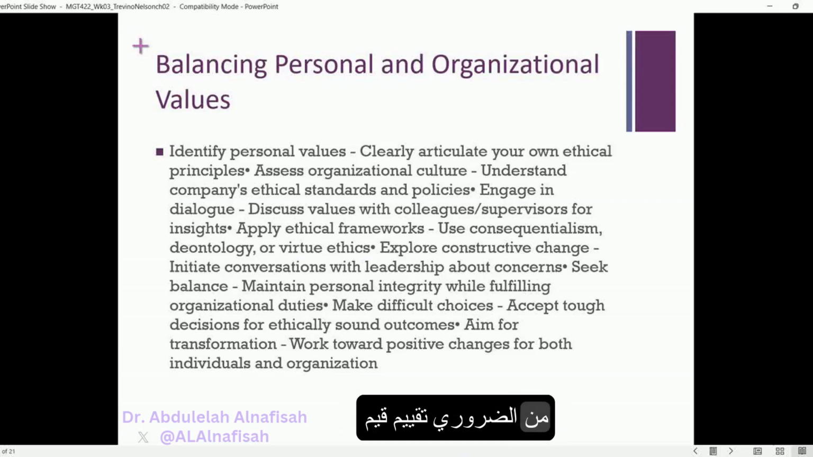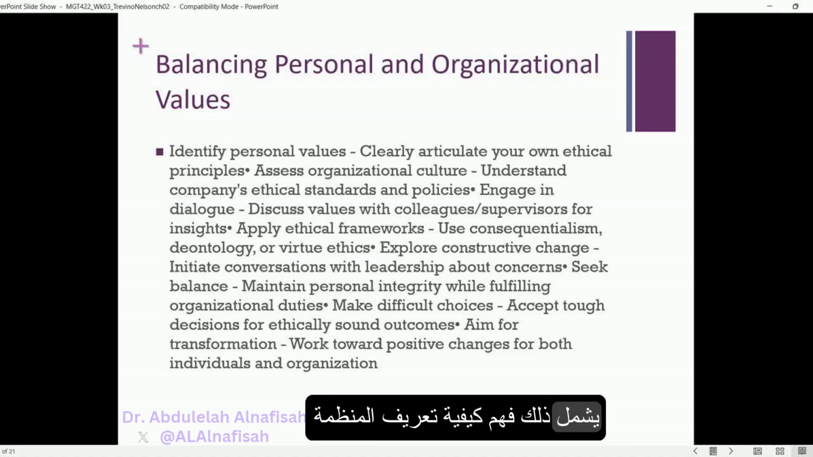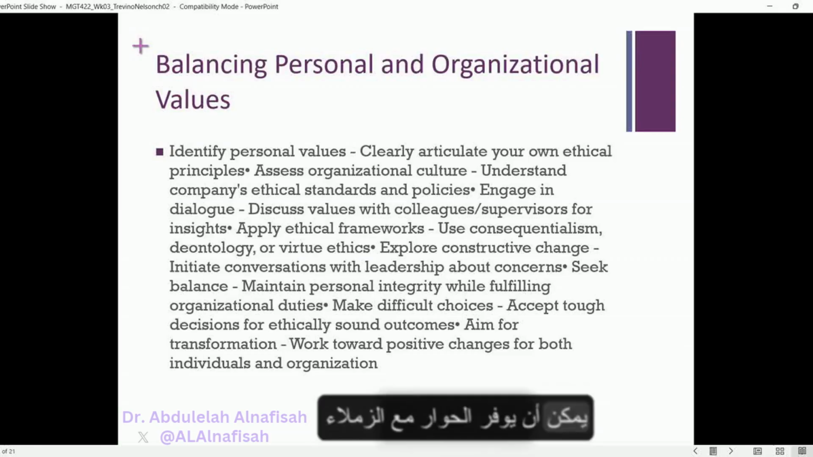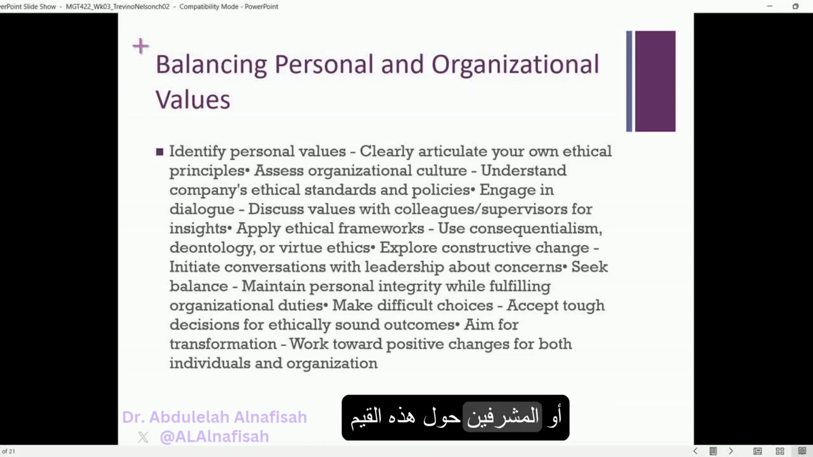Next, it is vital to assess the organizational values and culture. This includes understanding how the organization defines its ethical standards, the extent to which these values align with personal beliefs, and the reasons behind specific practices or policies. Engaging in dialogue with colleagues or supervisors about these values can provide insight and alternative perspectives, creating an opportunity for shared understanding.